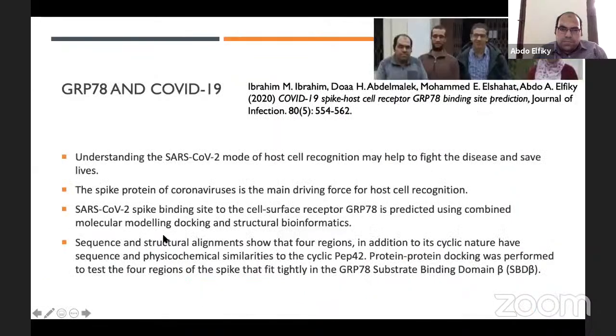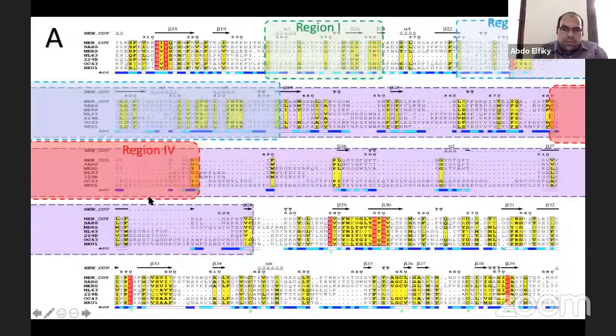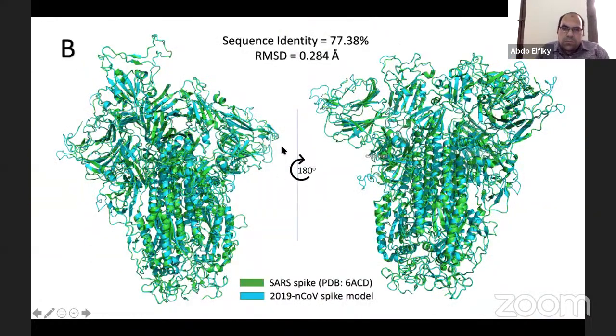So we have modeled the interaction between GRP78 and COVID-19 and published it in March 2020. We built the model for the SARS-CoV-2 spike protein because it wasn't solved yet. This is the model that we built for SARS-CoV-2 from SARS-CoV, and we have a very high sequence identity of 77%. So our model was good based on these values.